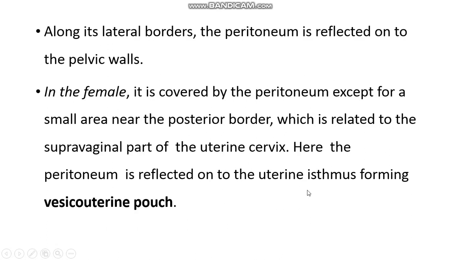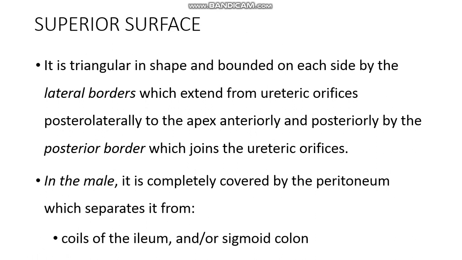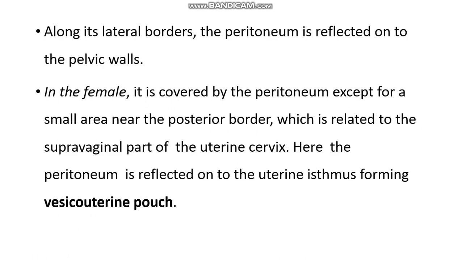Then in male, it is completely covered by the peritoneum, which separates it from coils of the ileum and sigmoid colon. Along its lateral borders, the peritoneum is reflected onto the pelvic walls. We have said that there are two lateral borders bounding the superior surface, and along these lateral borders the peritoneum is reflected onto the pelvic walls. Then in female, it is covered by peritoneum except for a small area near the posterior border.